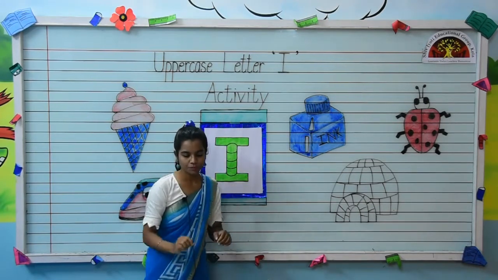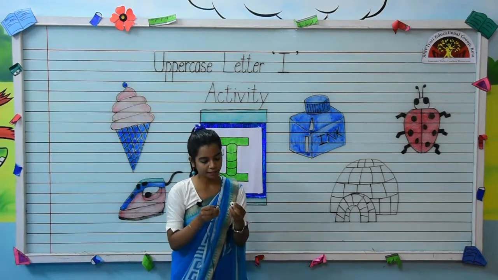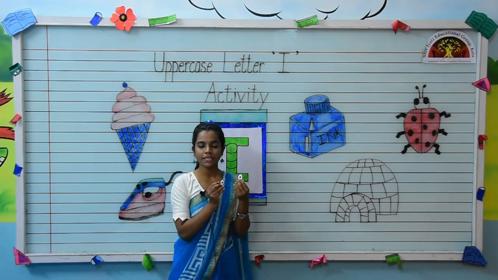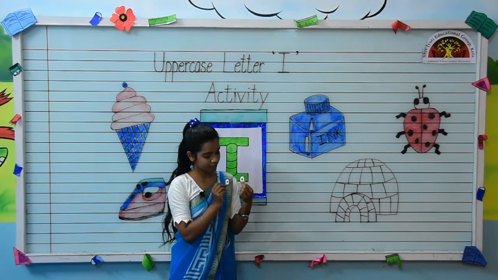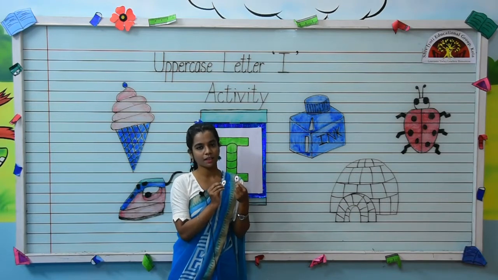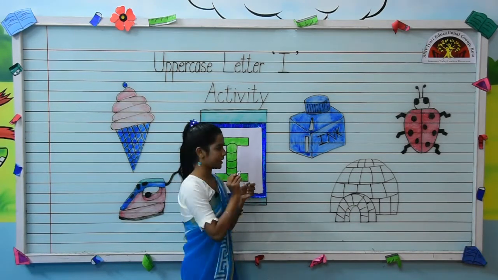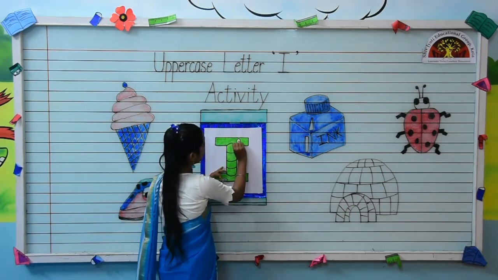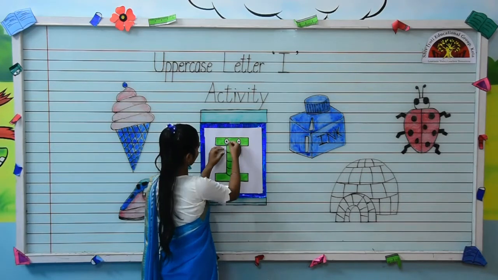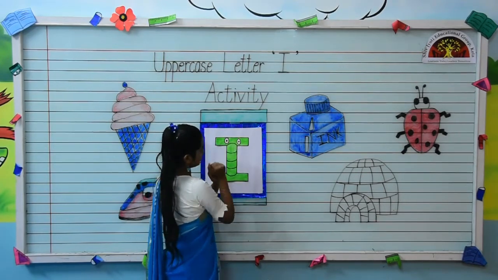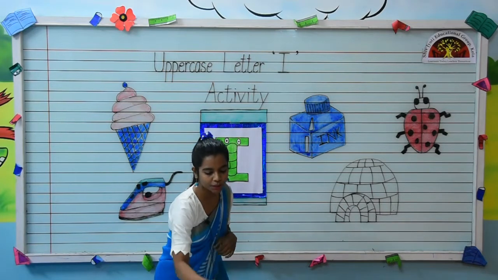Okay kids? Now kids, tell me, what are these? These are eyes. Eyes of an insect. So paste it here like this. Okay kids? Like this.